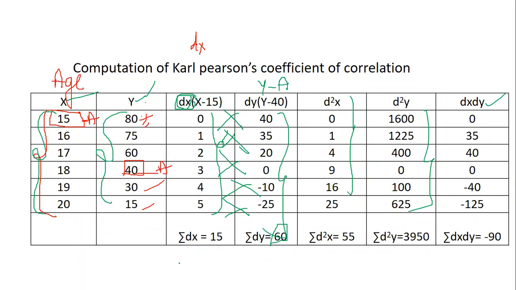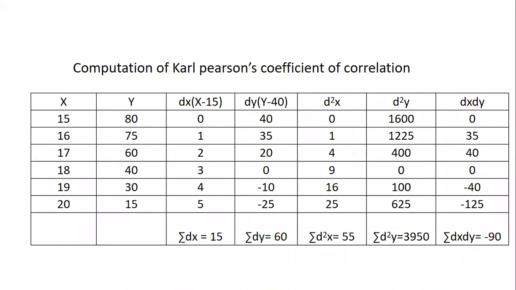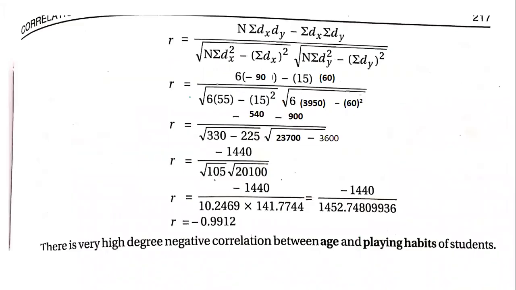Okay. After that, we have got all the important totals that are required to solve the problem. That is sigma dx is equal to 15, sigma dy is equal to 60, sigma dx square, sigma dy square, and sigma dx into dy. So we have got all the 5 values. Now we will do the calculation based on the formula.